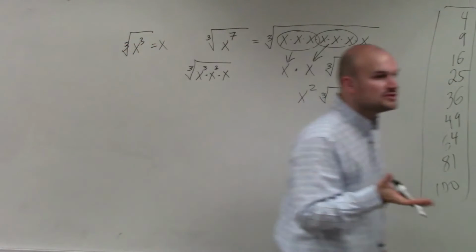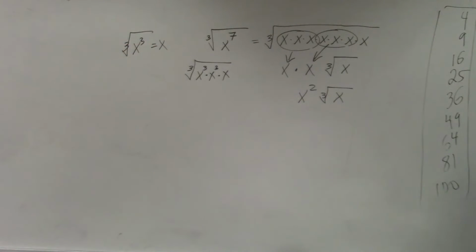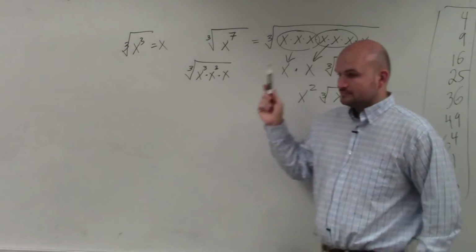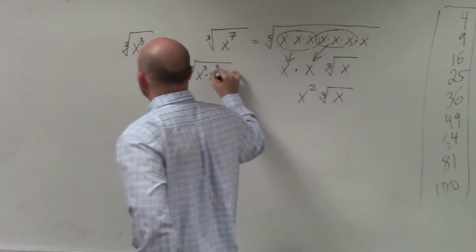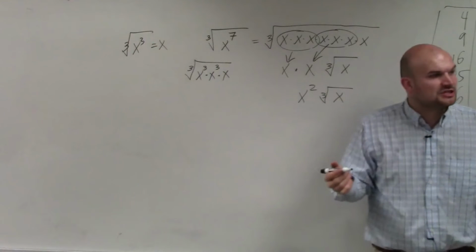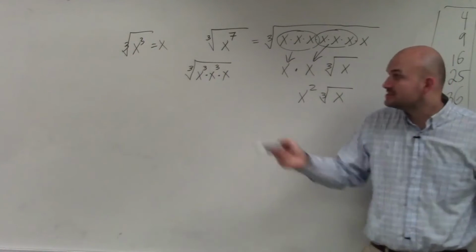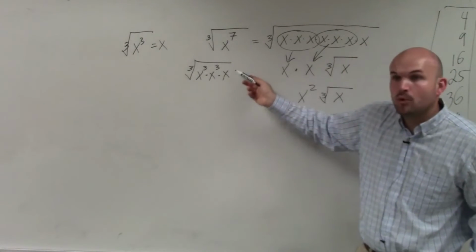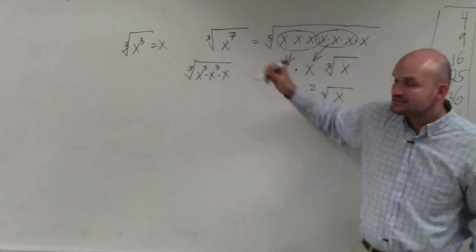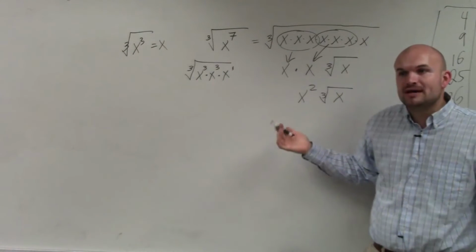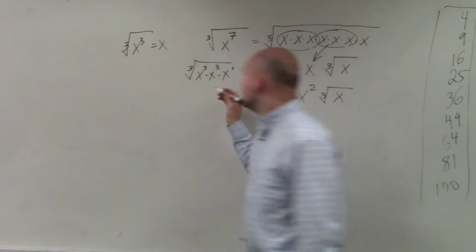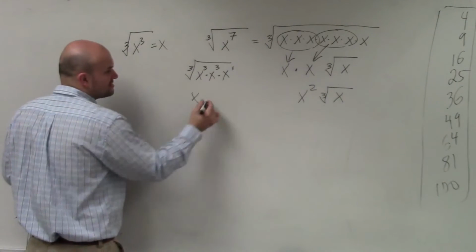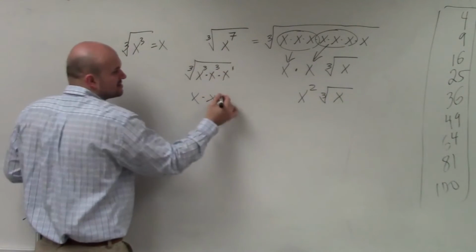Do you guys remember the rules of exponents that we did last class period, or last chapter? What I did is I rewrote this. What do we do when we multiply exponents? We add the powers. 3 plus 3 plus 1 is 7. And going back to the rule, can we take the cube root of x cubed? Cube root of x cubed is x. Cube root of x cubed is x. Cube root of x is just going to have to remain there.